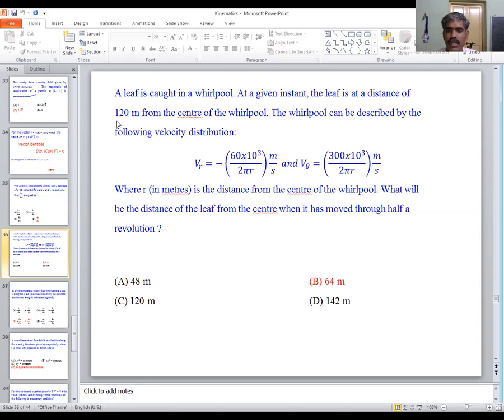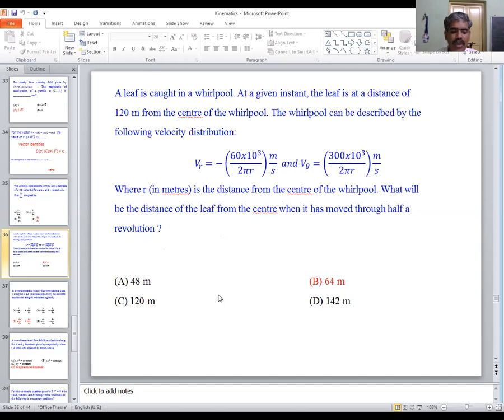So here, from 120 meter towards the center, the R value keeps decreasing. What will be the distance of the leaf from the center when it has moved through a half a revolution? That is, the leaf has gone a half revolution. The half revolution is 180 degree or pi radian. At that time, at what distance will the leaf be? That is the question. The options are given.